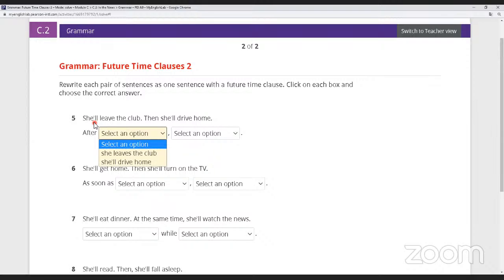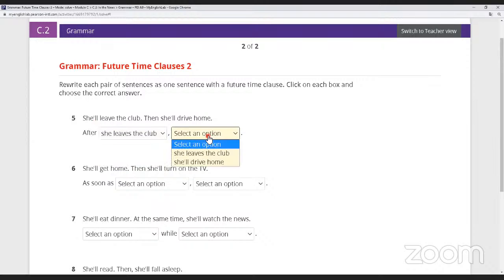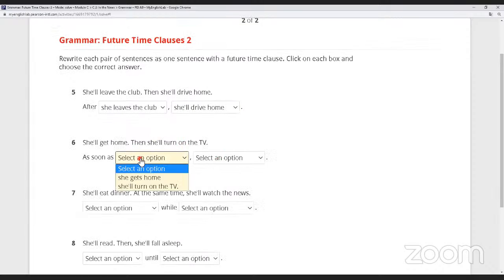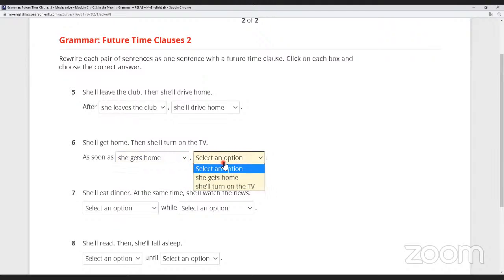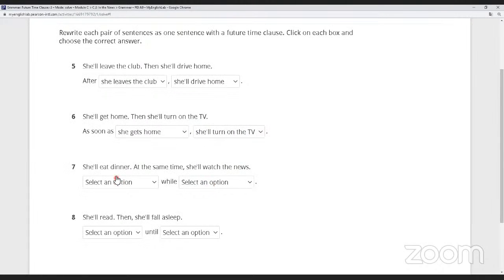She leaves the club. She will drive home. As soon as she gets home, she will turn on the TV. 7. Okay. She will watch the news while she eats dinner.